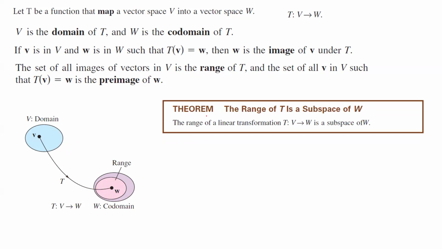We have a theorem here. The range of T is a subspace of W. The range of a linear transformation like T that maps V to W is a subspace of W. So basically the kernel is a subspace of V and the range is a subspace of W.